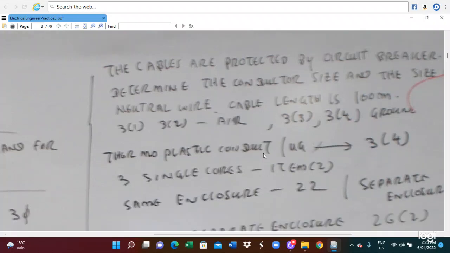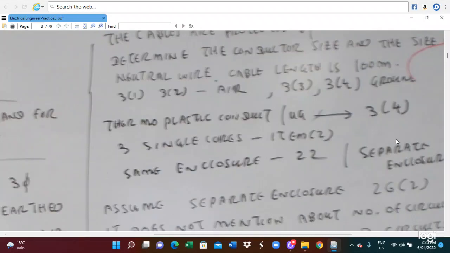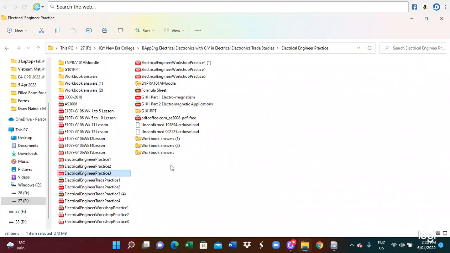So in this case, the thermoplastic conduit is underground enclosure, so we have to refer to Table 3.4. For three single core cables, in this case we have to refer to column 2, and the semi-enclosure is 22. So here we can see about AS/NZS 3008.